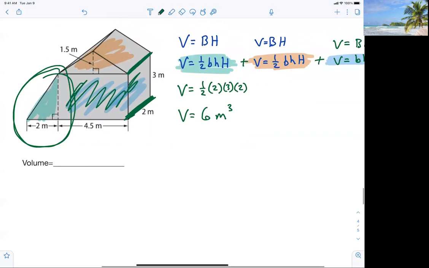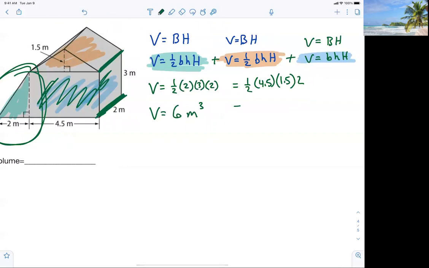Now I'm looking at the orange. What is 1/2 base times height? What's the base? 4.5. And then what's the height? 2 again. Brilliant. Thank you. So now I need someone to do 1/2 times 4.5 times 1.5 times 2. 6.75. Everybody happy with that?